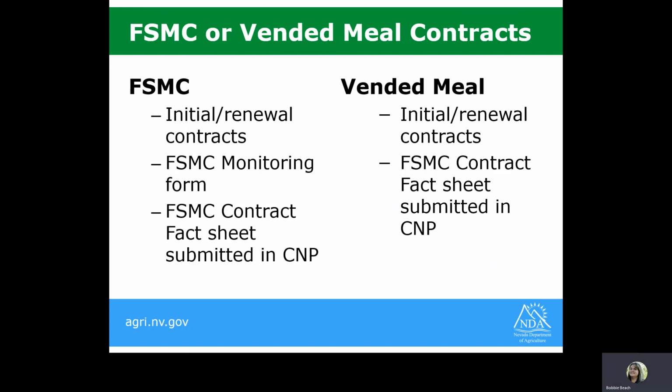Now, for those of you using a food service management company or vended meal contract, we will ask that you send either your initial or your renewal contract to be reviewed. For FSMCs, you will also have to submit your monitoring form, so we do know that the SFA is actively monitoring that contract. And then both FSMCs and vended meals will have a section to complete in CNP, and this is called the Food Service Management Company Contract Fact Sheet, which I know can be confusing by the name of the title, but all FSMCs and vended meals will have to complete this portion in CNP.